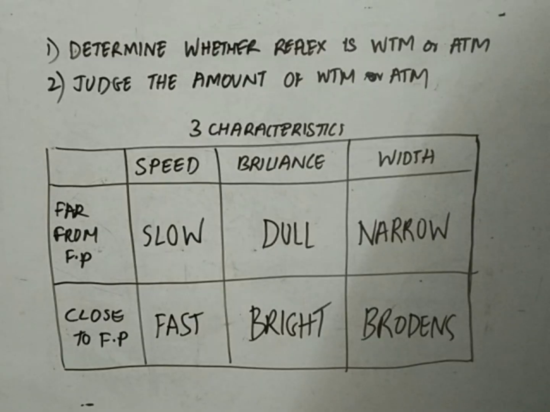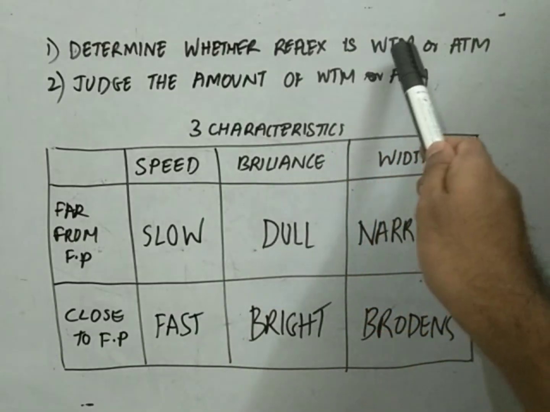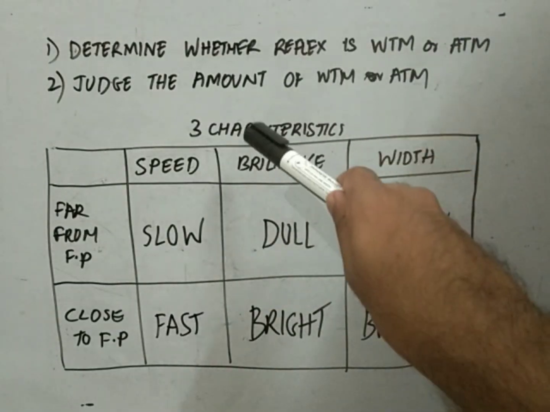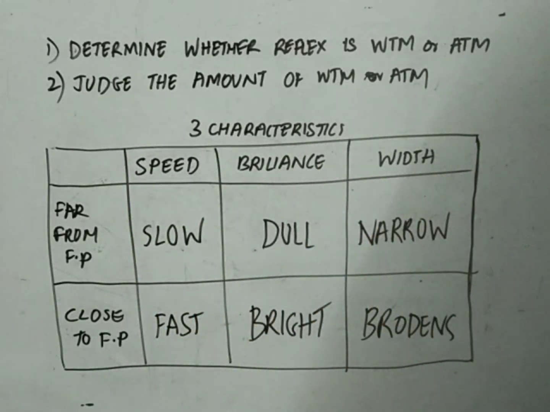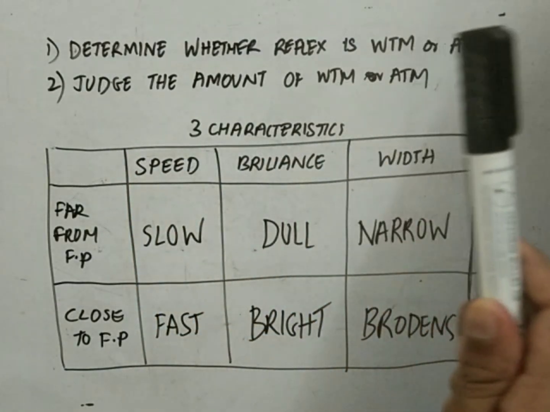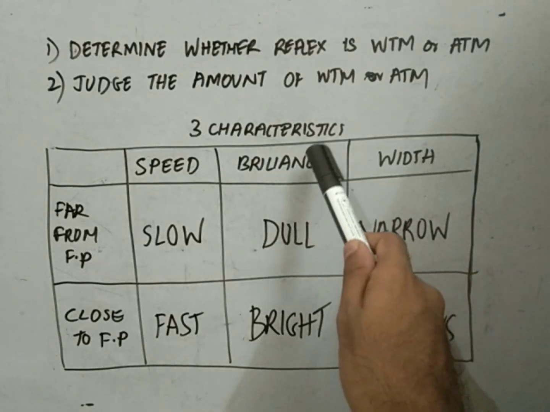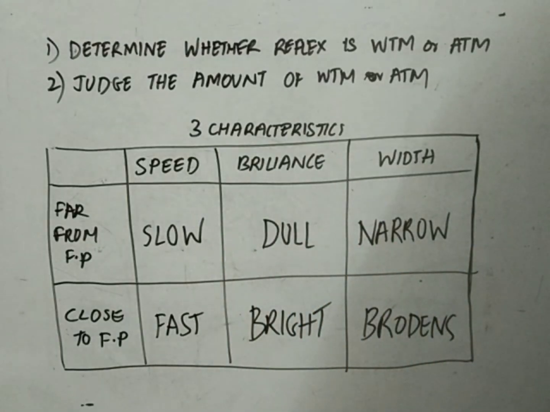Next, we'll talk about the characteristics of reflex. First, we have to determine whether the reflex is with movement or against movement. Once we have determined what the reflex is, then we have to judge the amount of that reflex, and then we'll see the characteristics. So there are three characteristics of reflex: speed, brilliance, and width.